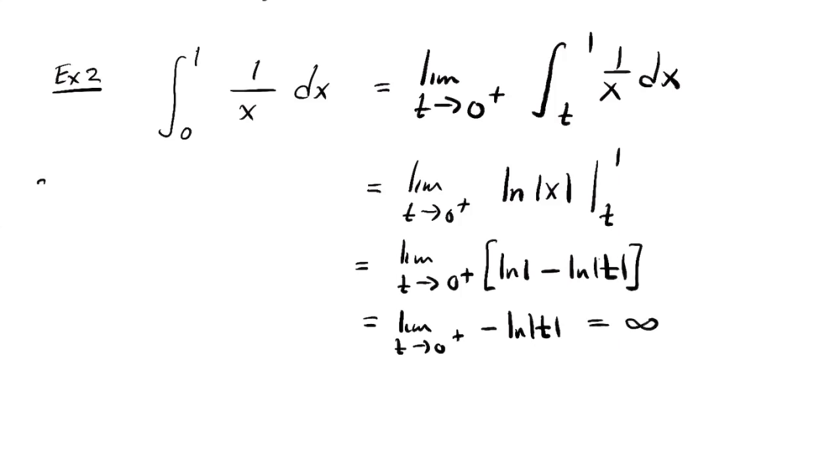So I'm going to write up here that the integral from 0 to 1 of 1 over x dx diverges. When the limit doesn't exist, it diverges. Okay.